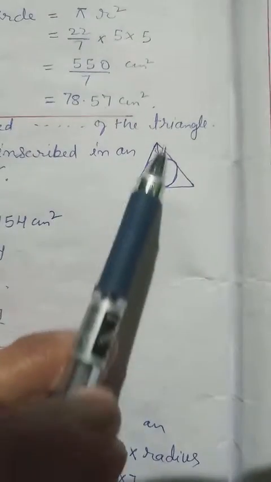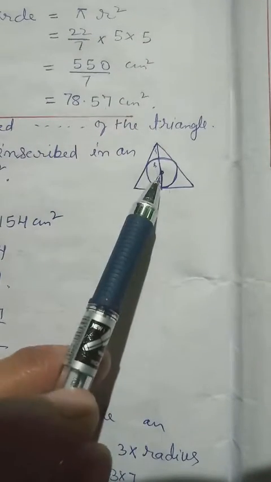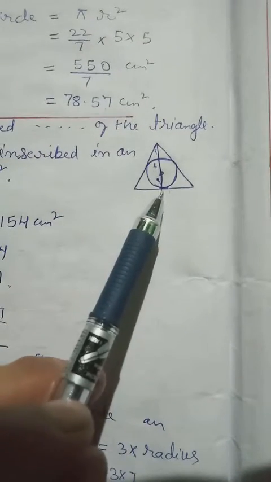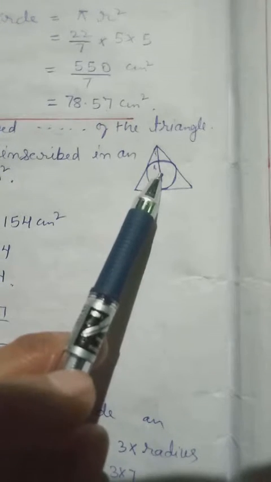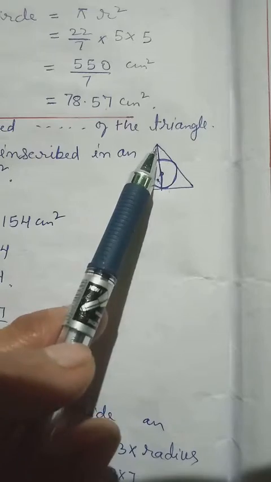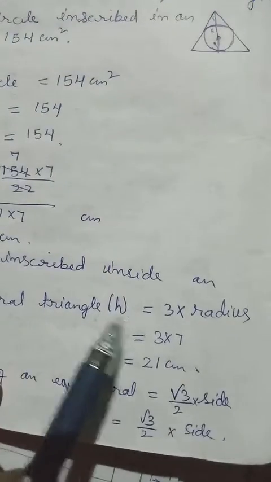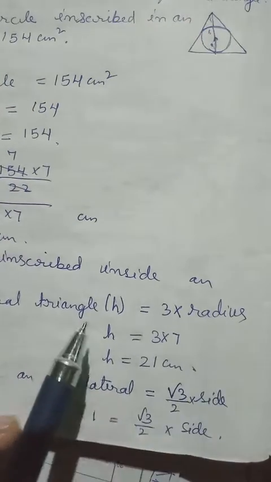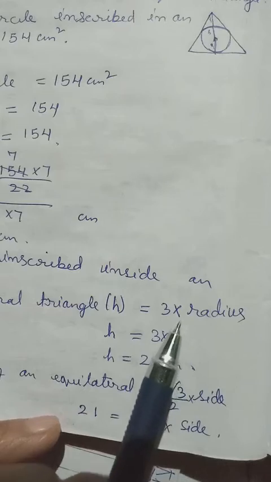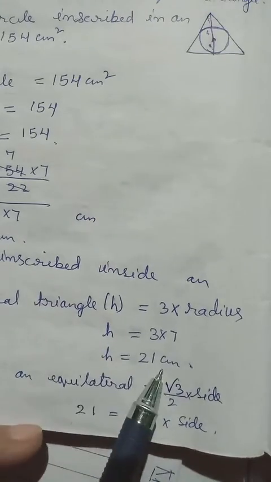Then remember the circle is inscribed inside the triangle. So if we take this as the height, it will be equal to from here to here 1 radius, and here to here, so we'll have 3 radius equal to height. The height of the equilateral triangle will be 3 into radius. The radius we know is 7, so the height is 21.